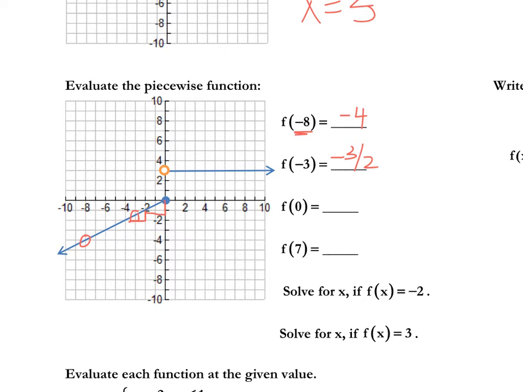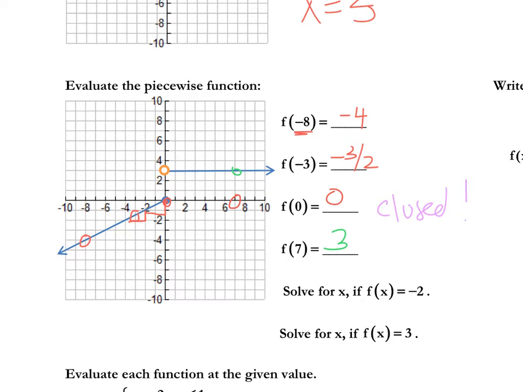So this is the tricky one. Notice that there are two circles on f of 0. You pick the one that is closed. When you're evaluating, you pick the one that is closed. So we're going to stay on this piece, and the answer is 0. And then when we go to 7, we actually flip pieces, and that's going to be 3.